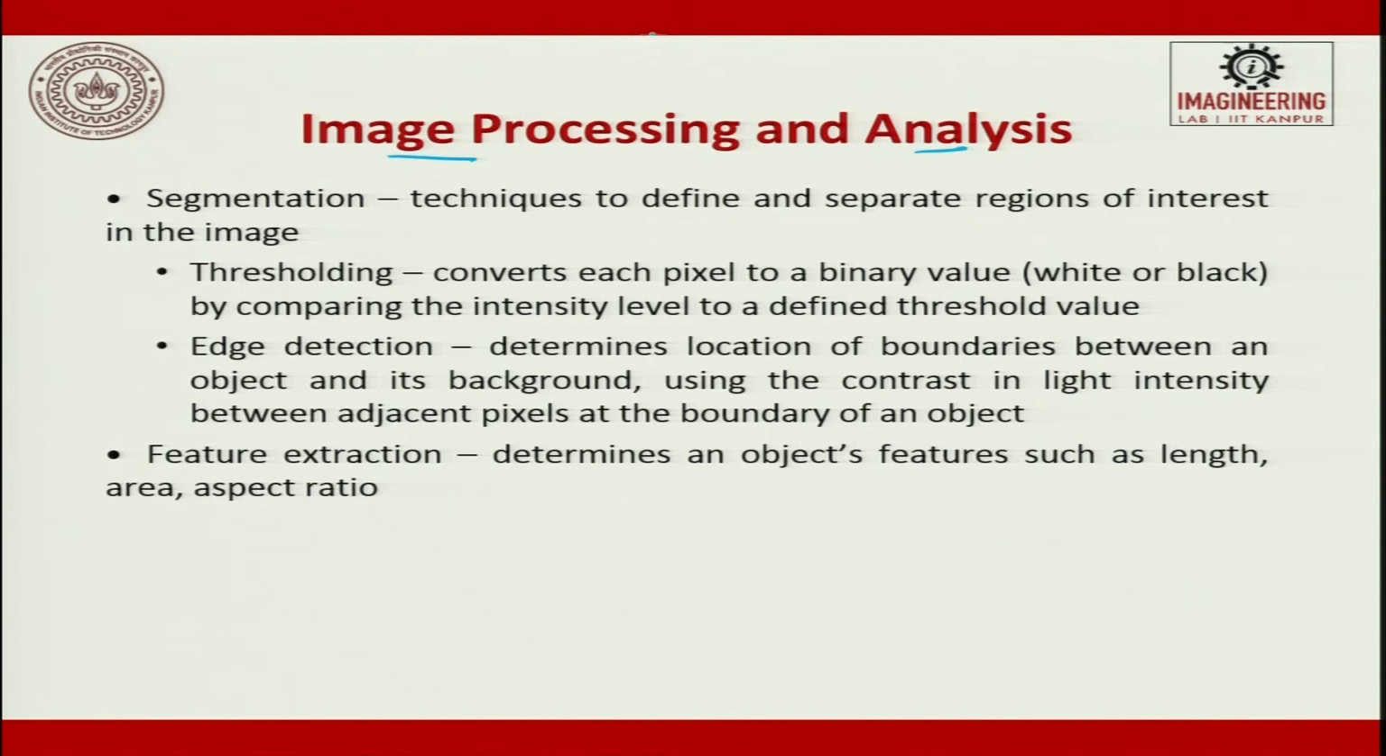So, we saw acquiring, then we saw matrix formation. Now, we are trying to process and analyze the image. Here we have two features: one is segmentation, another is feature extraction. In the segmentation technique, we define and separate regions of interest in the image. So, a threshold can be set, or edge detection can be done. A threshold converts each pixel to a binary value, that is what I said.